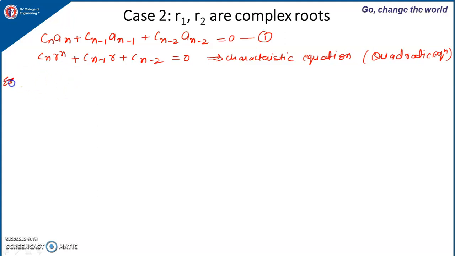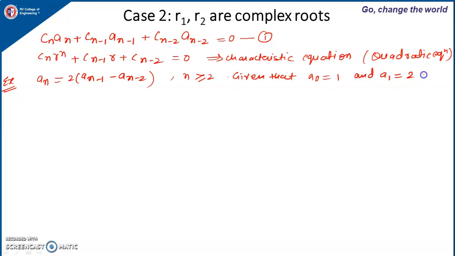Solve the given recurrence relation: an is equal to 2 an minus 1 minus an minus 2 for n greater than or equal to 2, given that a0 is equal to 1 and a1 is equal to 2. From this we can also write it as an minus 2 an minus 1 plus 2 an minus 2 is equal to 0. So this is the second order recurrence relation.